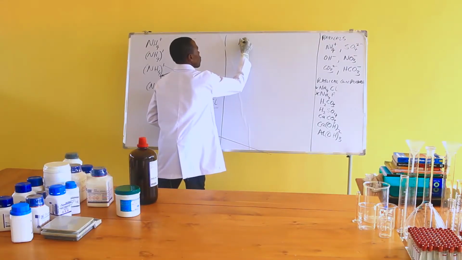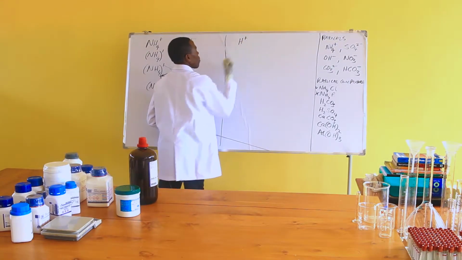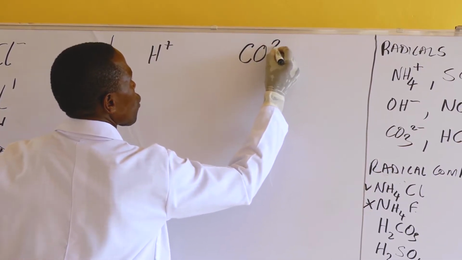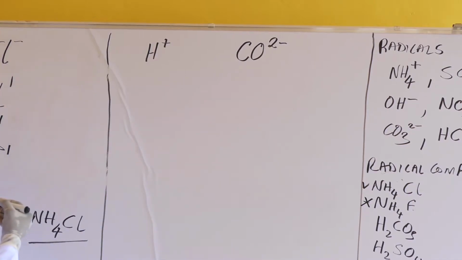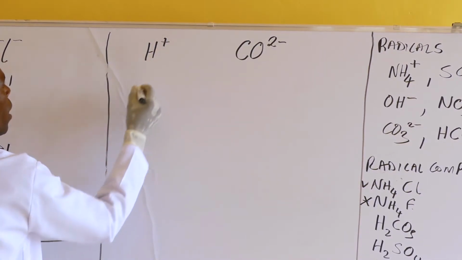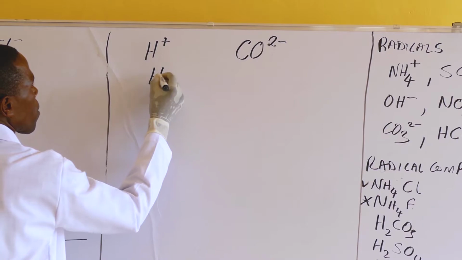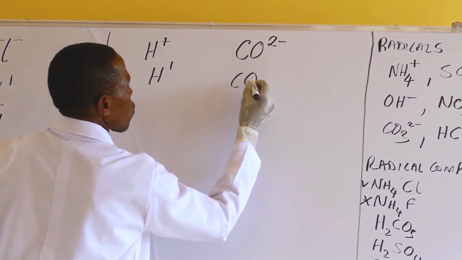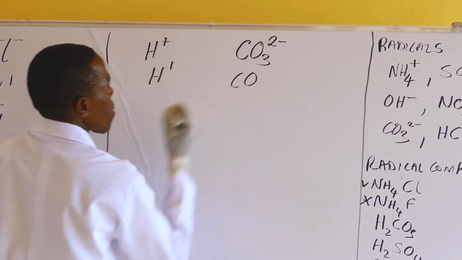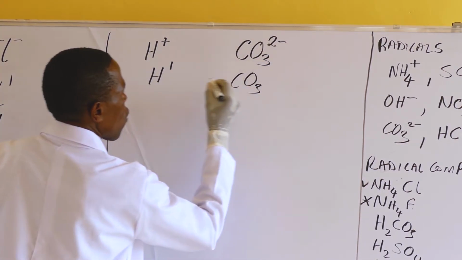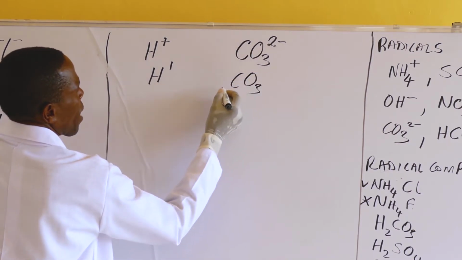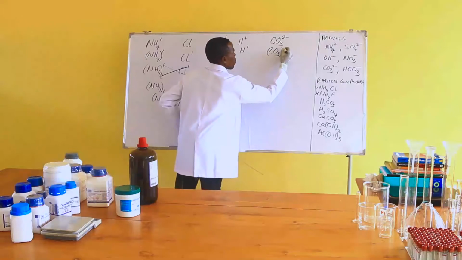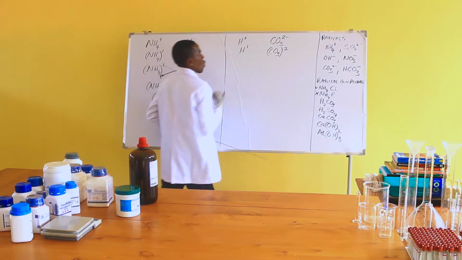First you write hydrogen with its ion, positive 1, and the carbonate with its charge, negative 2. Then convert the charges into valences. This one brings a valence of 1, and carbonate has a valence of 2. Because carbonate is a radical, we need to introduce a bracket before we continue.